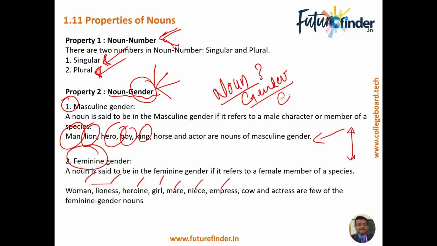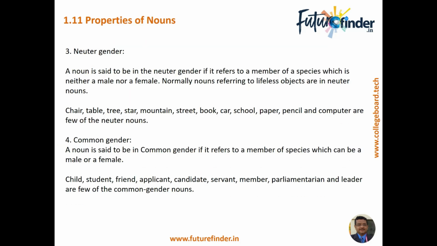We also need to understand the case of that noun. We will come to that case a little later. So we have seen two genders. As I said, there are four basic genders that we can demarcate a noun into: the masculine gender, the feminine gender, and the neuter gender. Neuter nouns are nouns that don't have a gender, like your simple table, chair, computer. Chair, table, tree, star, mountain, etc. They don't have a gender.